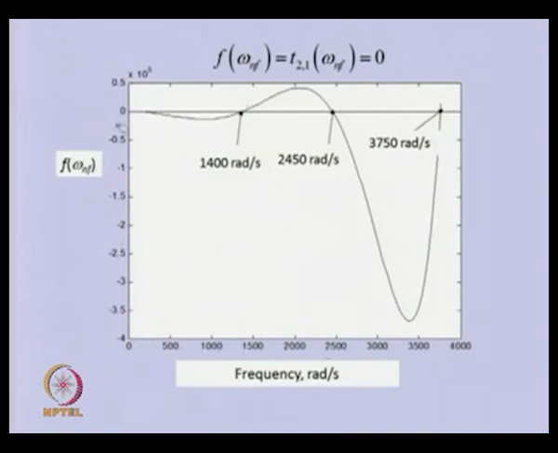you can see that the function will vary, and wherever it intersects the 0 line, those are the roots of the equation. At 0 we expect one cut. These are the natural frequencies of the system. So, just by plotting this function we get the natural frequencies of the system.